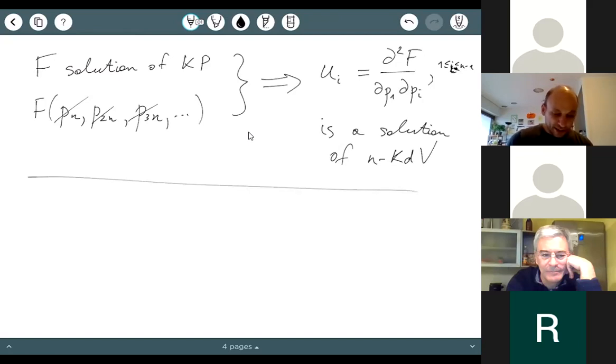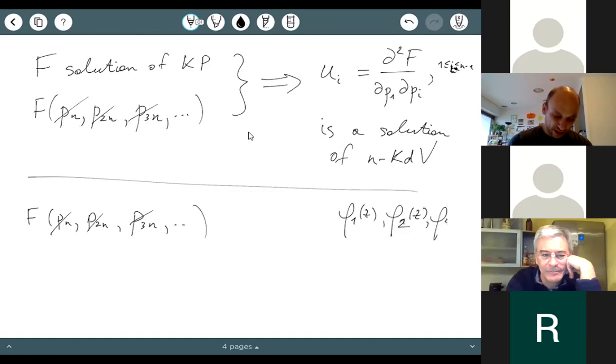And finally, one last thing. What is the condition? So, okay, we have a solution of KP. We know how to construct solutions of KP. We just start with any power series phi1 of z, phi2 of z, and so on, and we construct their wedge, phi1, phi2, phi3. And that gives us a solution of KP. So what is the condition if we want the solution not to depend on pn, p2n, p3n? What is the condition on phi1, phi2, phi3?